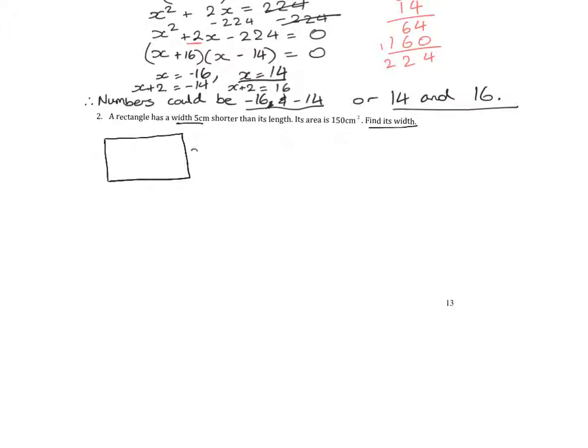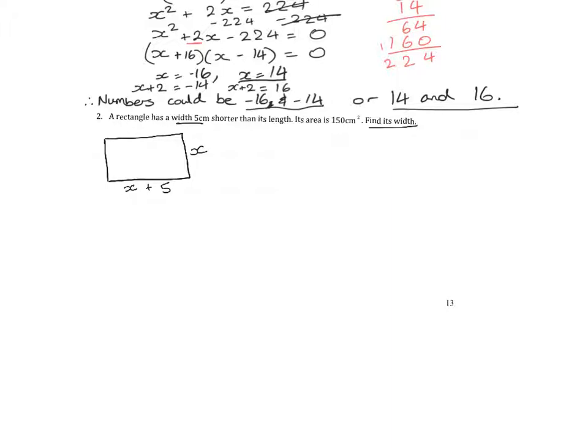So let's let the width be x. The width is always the shorter length. And therefore, the length will be x plus 5 because it's 5 centimeters longer than the width. Okay. So that's the 2 dimensions. And we've got them in terms of x. Now, I don't need to write out a definition here. I don't need to say let x equal this because the actual diagram defines x for me.